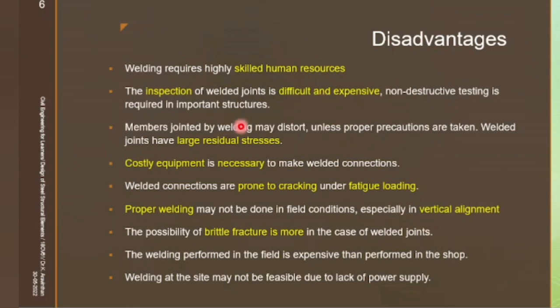And weld joints have large residual stress. You need costly equipment, as the first slide I showed you. You need a power backup. Then you need electrodes and proper wiring. Everything has to be in working condition. Okay. And welded connections are prone to cracking under fatigue loading.